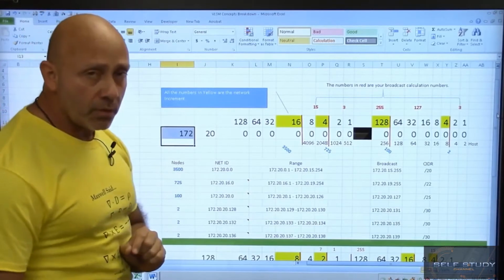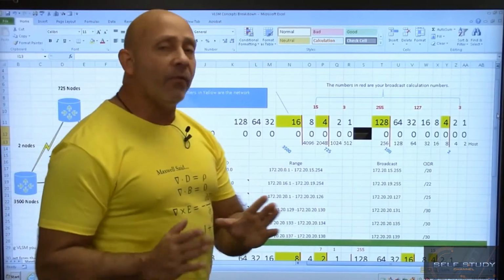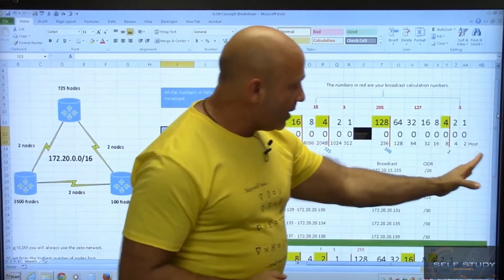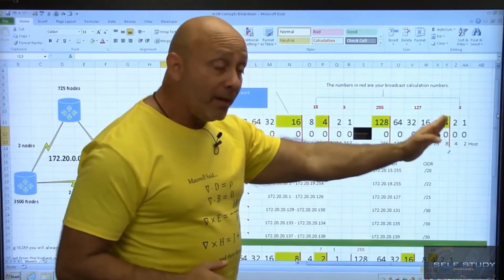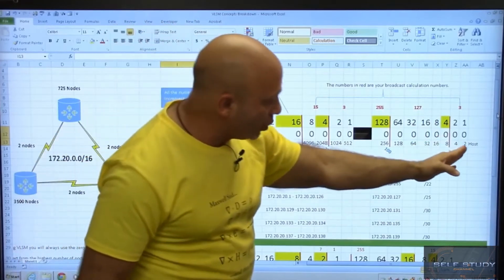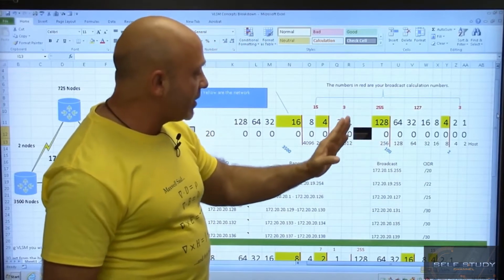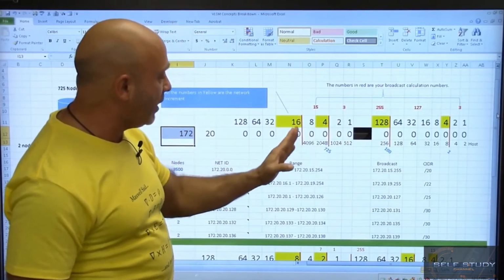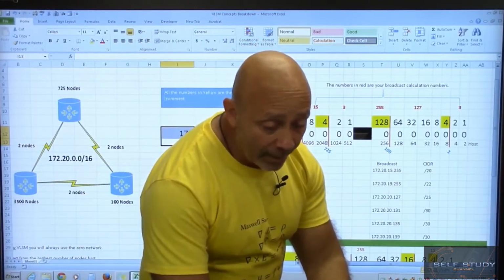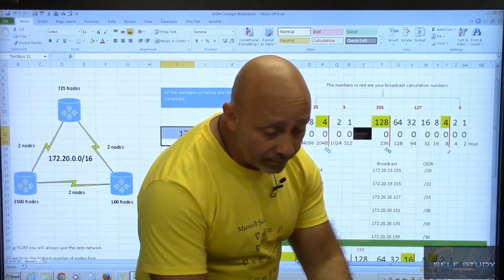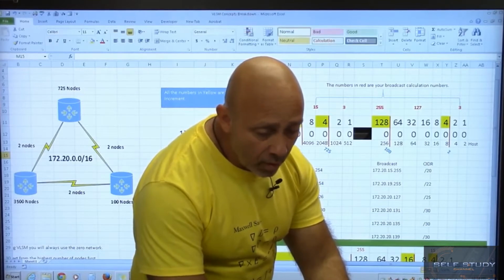We need to count for 3,500 nodes or hosts. So we know when we count for hosts, we count from right to left, right? And you start at the number 2 and double as you go. So we got 2, 4, 8, 16, 32, 64, 128, 256, 512, 1024, 2048, 4096. So there is where we stop, right? Because we need 3,500, so we're good to go right there.